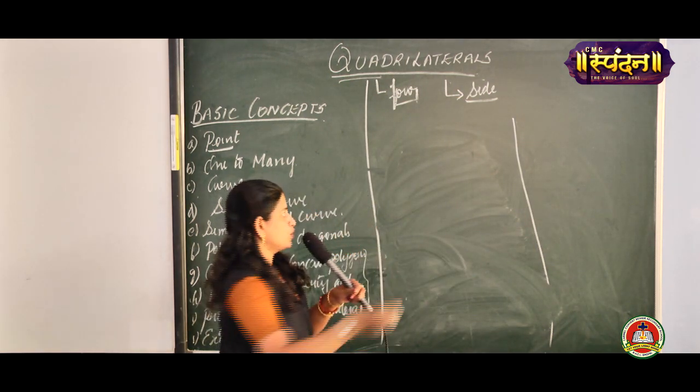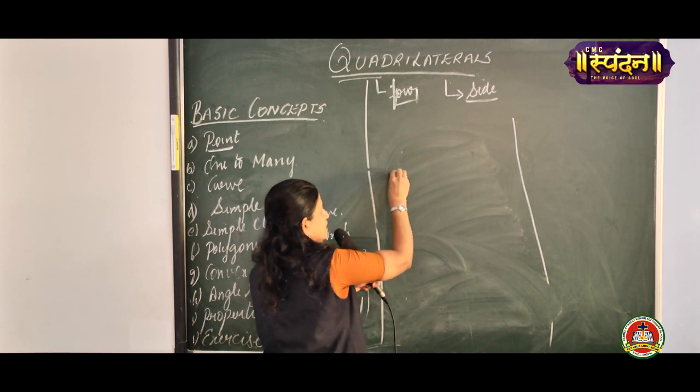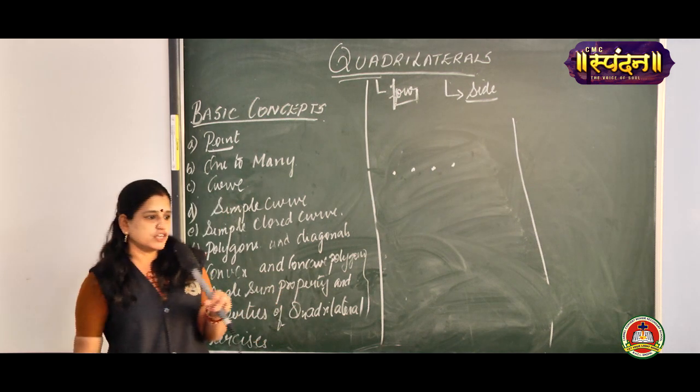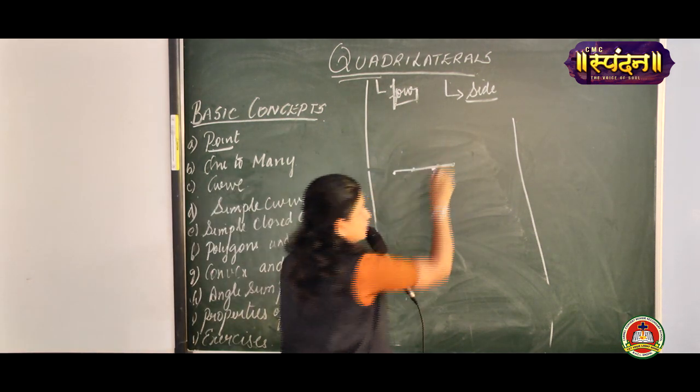Next, what about 4 points? When you have 4 points, again you have 3 ways of representing them. I can represent them like this in a straight line. So these are collinear points.